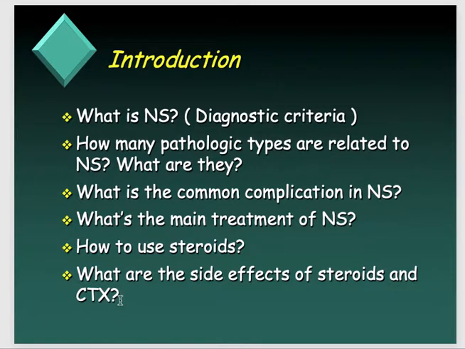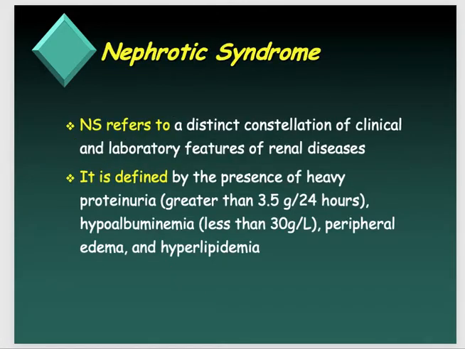So in this lecture, we are going to discuss what nephrotic syndrome is, how many pathological types are related to nephrotic syndrome, what they are, what the most common complications of nephrotic syndrome are, what the main treatment of nephrotic syndrome is, how to use steroids, and the side effects. The side effects of steroids, of course, I'm not going to discuss.